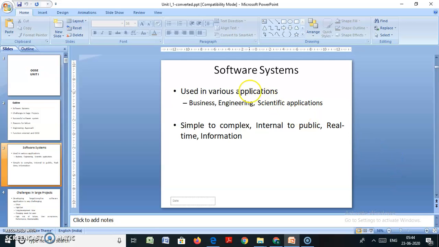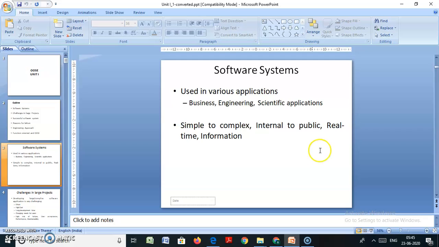Next, coming to software systems. Software systems are used in various applications, that is, business applications and engineering and scientific applications. In our daily life, we see a number of software systems, that means a number of applications. For example, railway reservation systems, payroll systems, and online banking applications. These are the applications of software systems. Software systems may be simple or complex, and are developed for our internal purposes as well as public purposes.